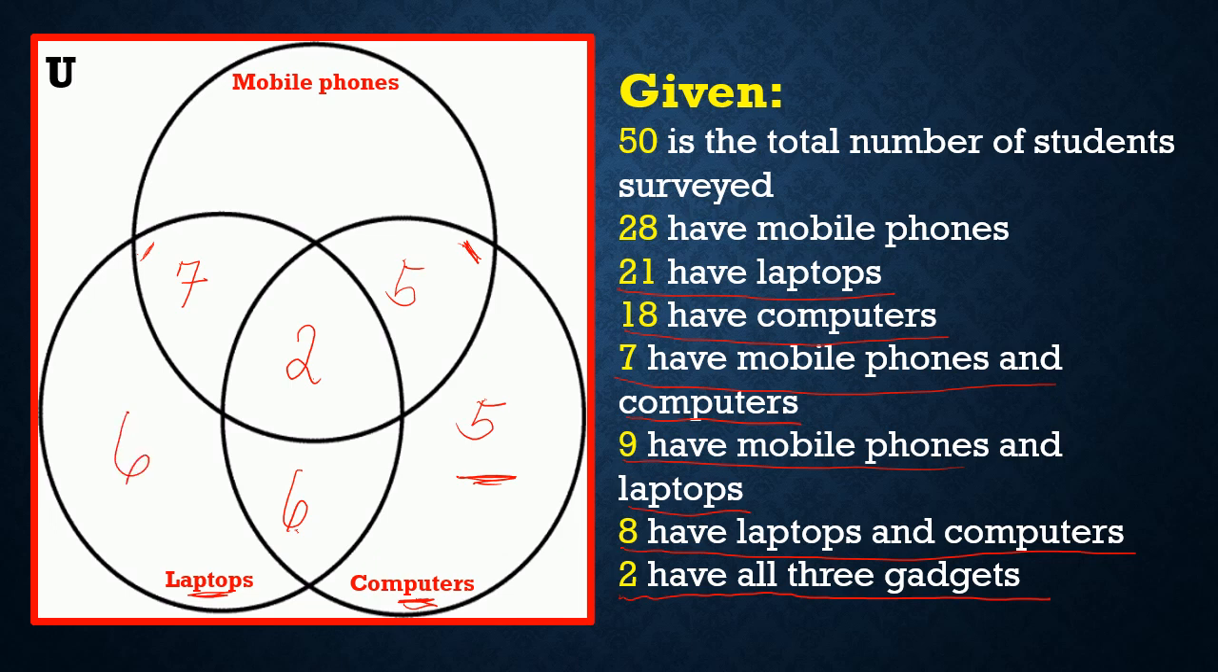Finally, 28 have mobile phones naman. Nasa itaas yun. So, i-add natin yung mga numbers na nasa loob o saklaw ng circle na mobile phone, na portion ng mobile phone. 7, 2, and then 5. 7 plus 5 plus 2, that is 14. And then 28 minus 14, the answer is 14.